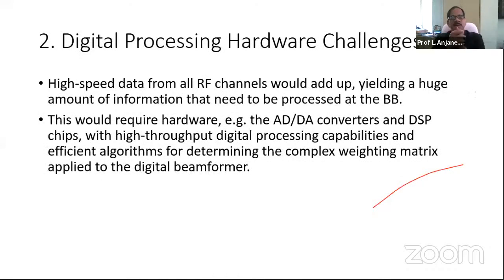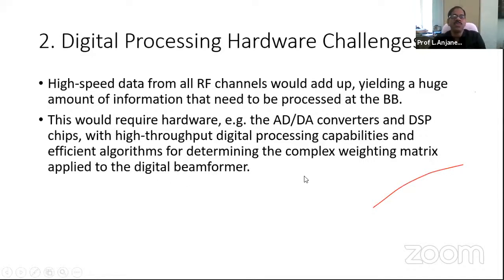Then the challenge is digital processing hardware. Once you get the signal, how do you analyze, how do you take several channels of RF, because you need to service several 5G users, hundreds and thousands of users simultaneously from the tower. So how do you process and then finally get the baseband? We need very high speed analog to digital and digital to analog converters, and very high speed DSP chips with very high throughput, because we are talking about the several gigabit per second rate that 5G gives us.